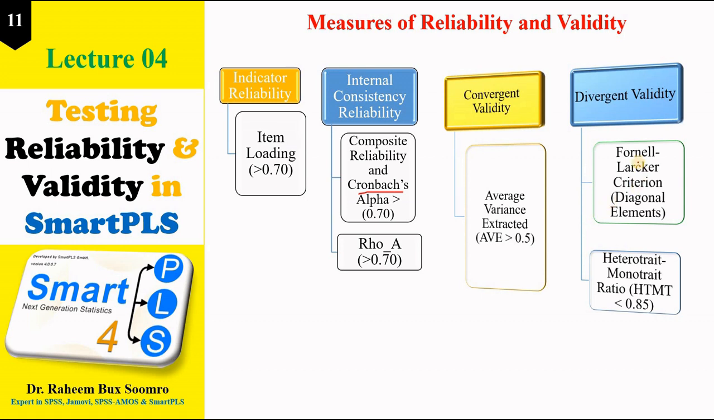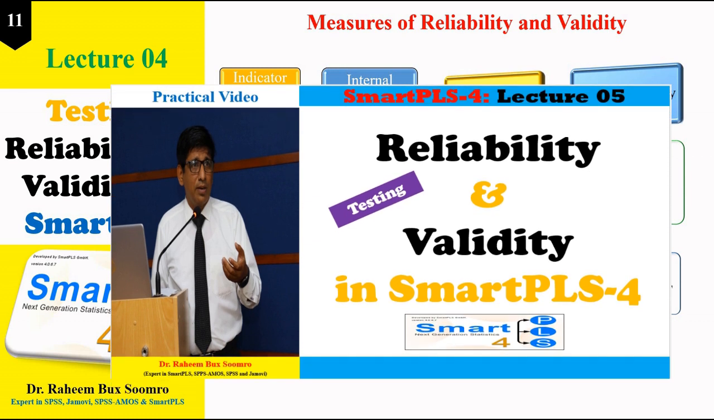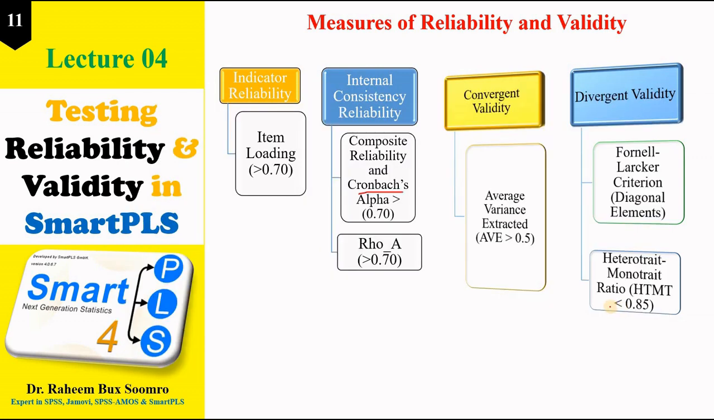It means that now the two tools are available. For the Fornell-Larcker criterion, diagonal estimates should be higher, and for the heterotrait-monotrait ratio (HTMT), all the values should be less than 0.85. In video lecture number 5, I have practically discussed how you can check the HTMT, the Fornell-Larcker criterion, convergent validity, internal consistency, and indicator reliability in SmartPLS 4. So if you are interested, you can go to this video and practically learn about all these measures of reliability and validity.